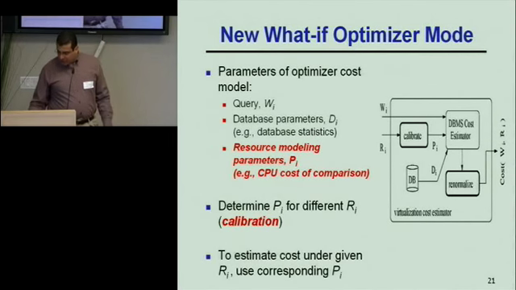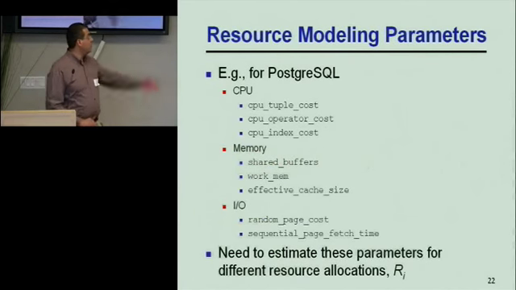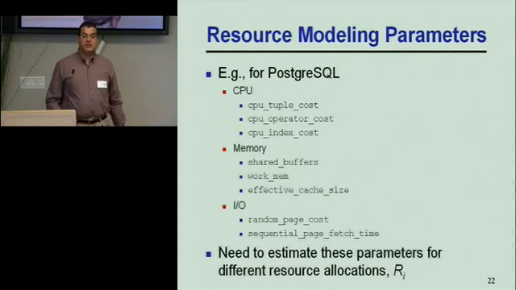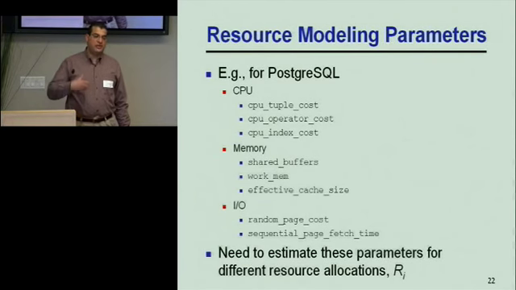Okay, and the kinds of parameters we're calibrating. Here's an example from PostgreSQL. PostgreSQL has parameters for modeling CPU cost. So what's the cost of doing an operator? What's the CPU cost of an operator? What's the CPU cost of accessing a tuple? What's the CPU cost of accessing an index? There's memory parameters like how much working memory you have per operator. What's the effective cache size? What I/O parameters like what's the cost of a random page I/O? What's the cost of sequential I/O, etc. So basically, we design a calibration procedure to estimate these parameters for different resource allocations.